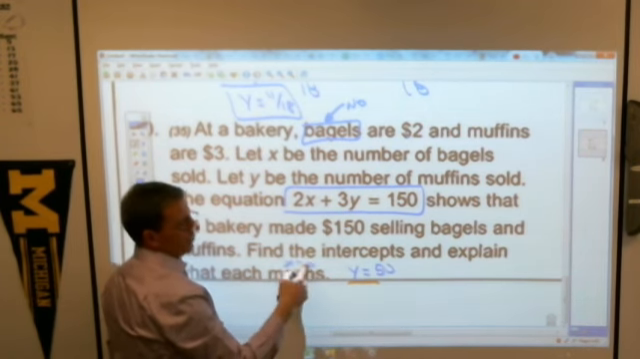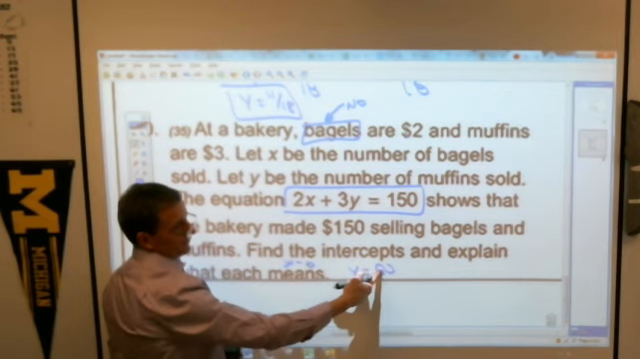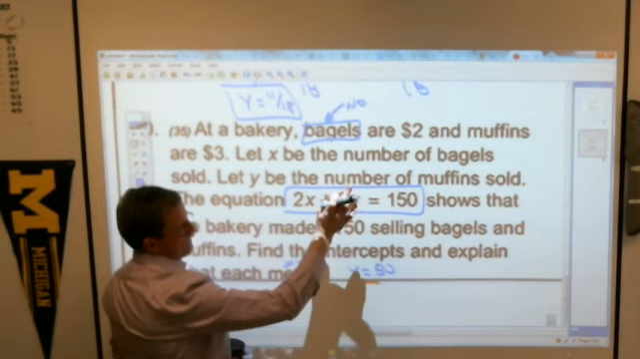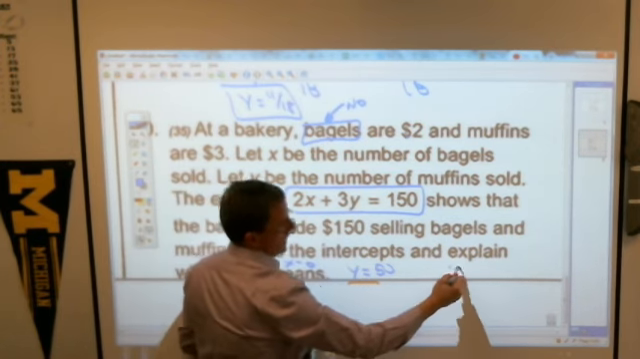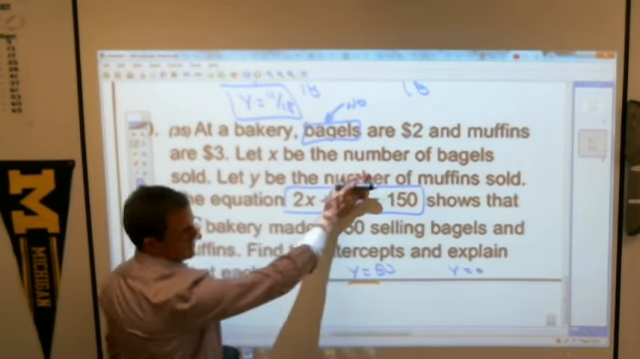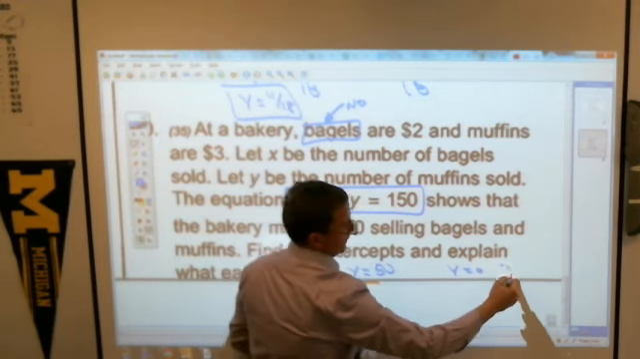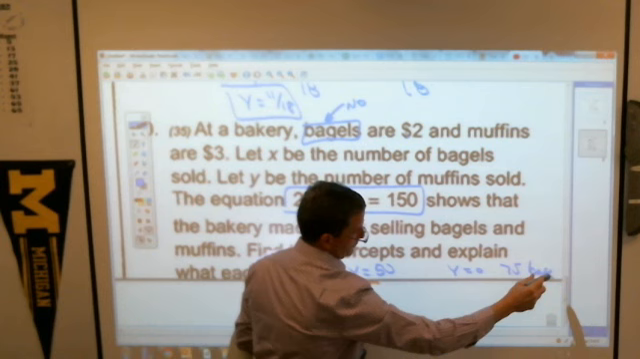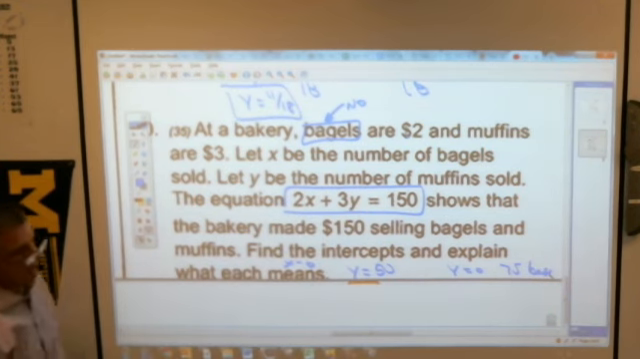X is nothing. There are no bagels. You have 50 muffins. Flip that around. If you have no muffins, if y is 0, that's the x-intercept, then you have to have 75 bagels. So you probably should write all that info down, but that's what the x and y-intercept are.